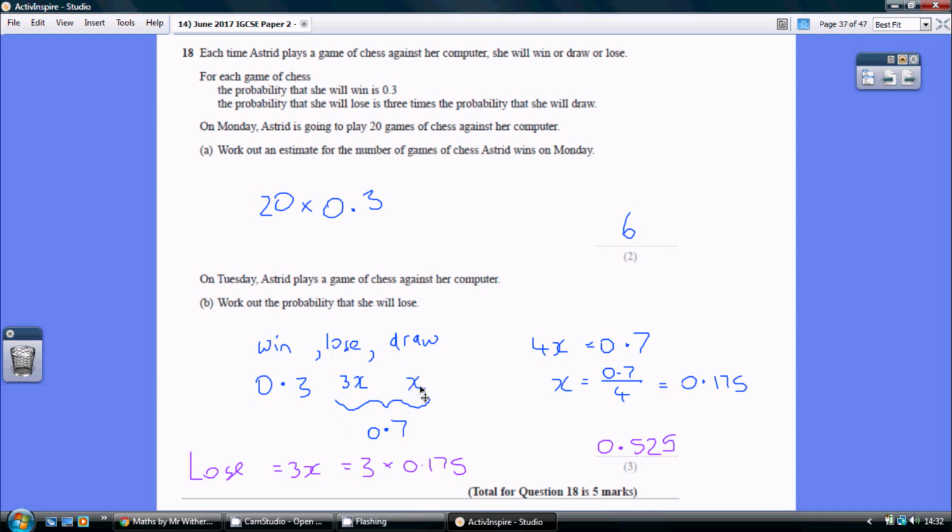Now if we say the probability of drawing is x, that's the smaller one, the probability of losing is 3 times that size, which is 3x. Now we know these two together have to add up to 0.7, so 3x plus x, so 4x equals 0.7. So x is going to be 0.7 divided by 4, which is 0.175. So the probability of drawing is 0.175. So the probability of losing is 3 times x, which is 3 times 0.175, which is 0.525.